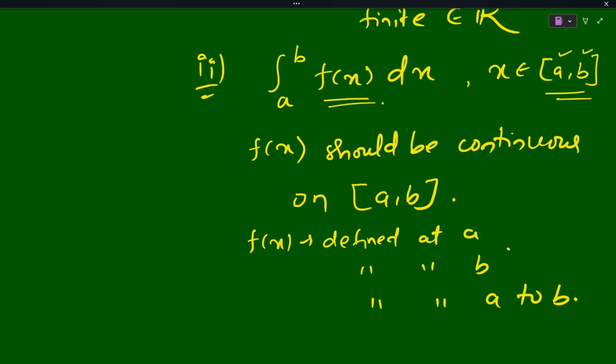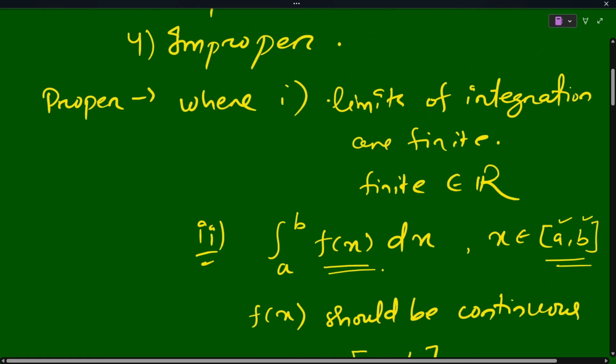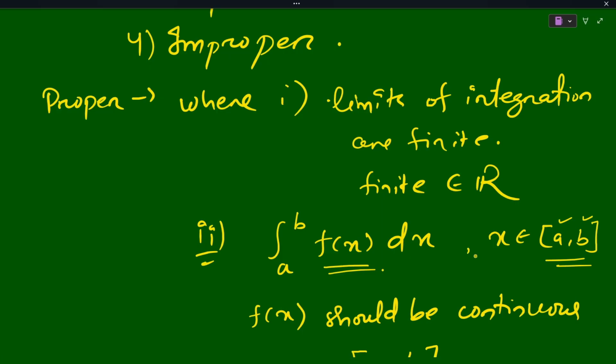Now we will come to the improper integral. What is an improper integral? Simply the integration which is not proper. That means from the two conditions of the proper integral, either one of the conditions may fail. Suppose the limits of integration are not finite. Here the condition is that this should be finite, but if this condition fails, then we will call this an improper integral.